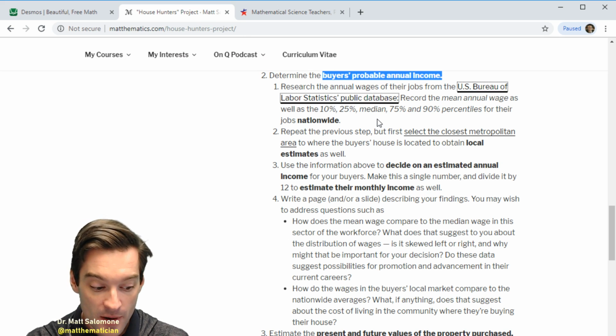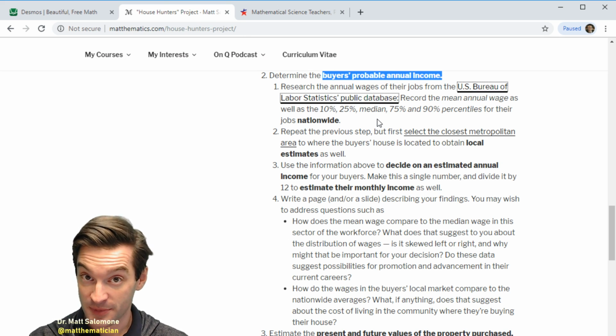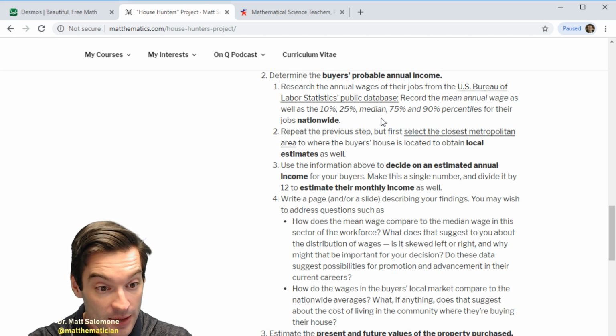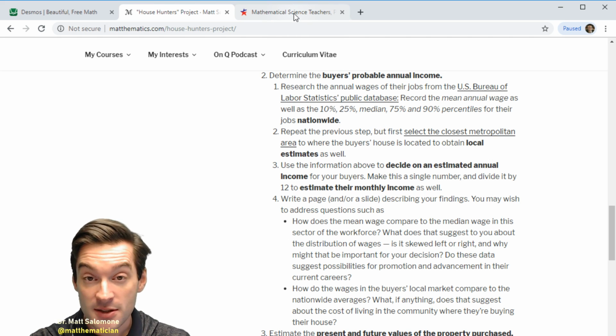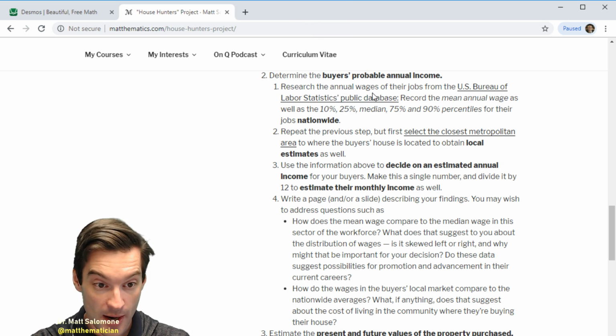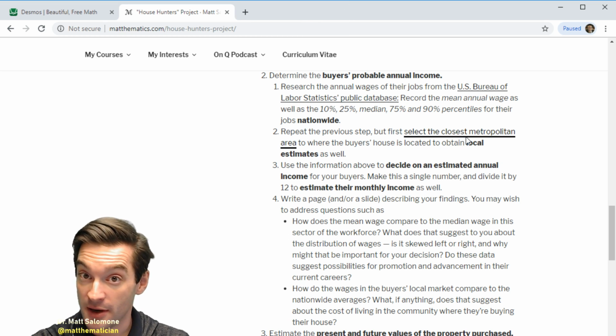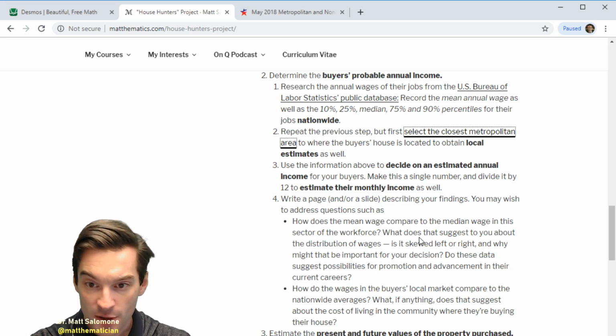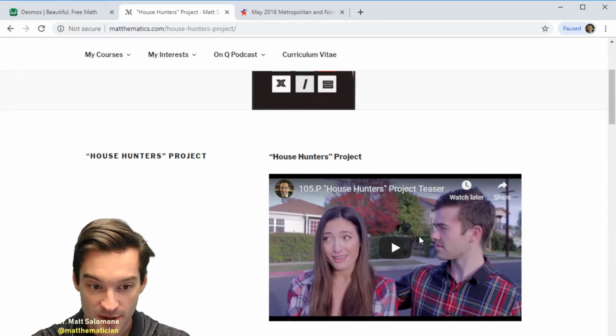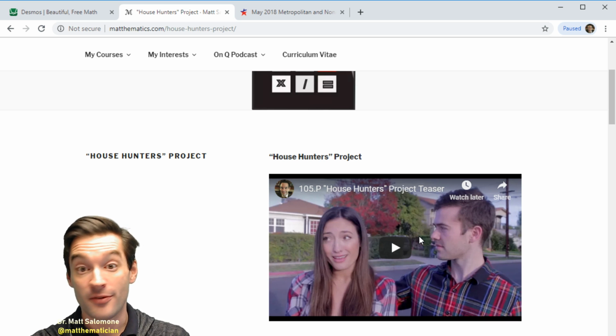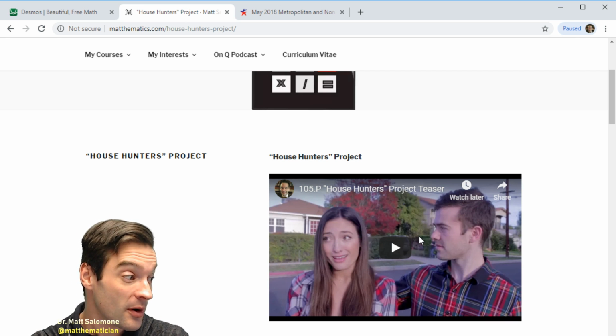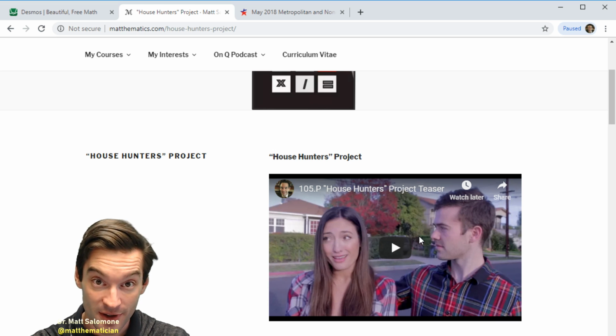But, of course, we want to be as accurate as possible in considering the circumstances of the buyers and the house and everything that you're looking at in your project. So let's see if we can get a little bit more geographically sensitive data. Rather than looking at the nationwide average, I instead want to start by selecting a metropolitan area. So in the introductory video that I shared as a teaser for this project, these two buyers are buying in Beverly Hills. And of course, Beverly Hills is one of the richest zip codes in the country. It's certainly one of the richest in the Los Angeles area.